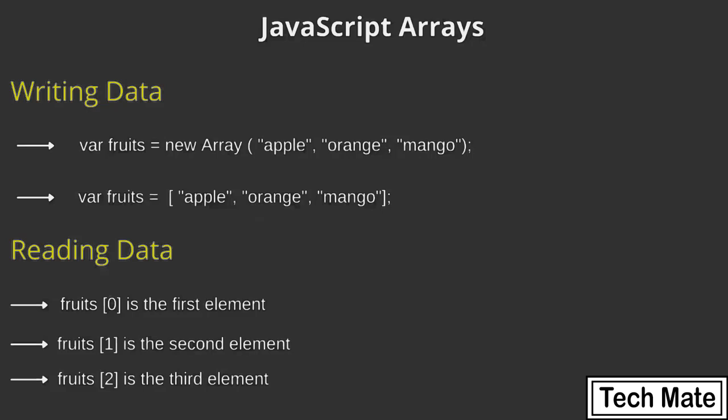So here you can see there are a couple of syntaxes for writing the data, how we can start writing the data or elements in an array. So here what I have done, I have taken a var fruits. Fruits is the name of my array, is equal to new Array. Alright, this new is a keyword to allocate a new and fresh memory space, and into that you can pass the elements like apple, orange, mango.